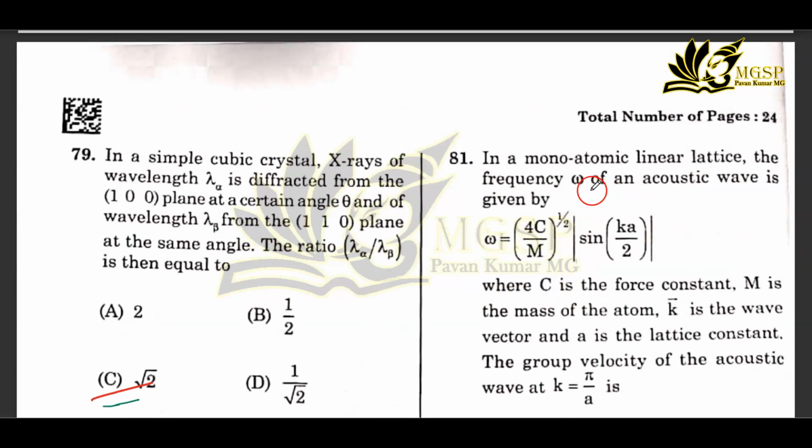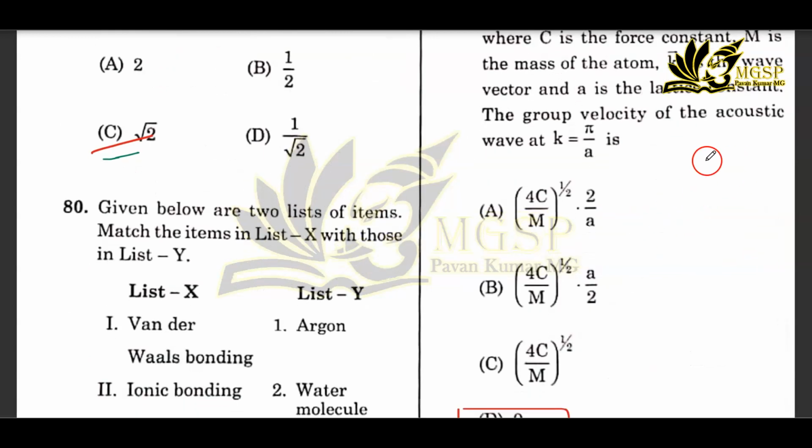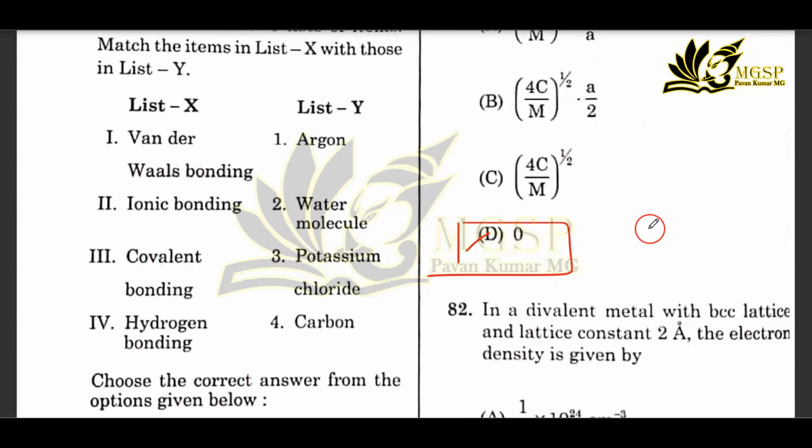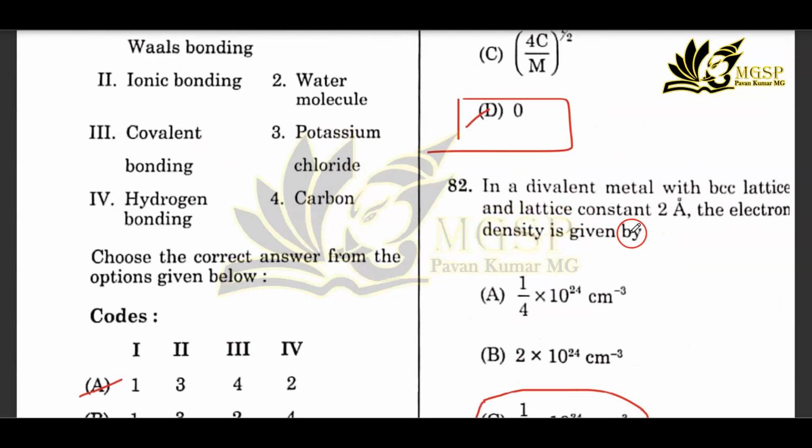Next, coming to the monoatomic linear crystal, monatomic case, we have derived this expression, and they have asked you to find the group velocity, and the group velocity what we obtain is 0.